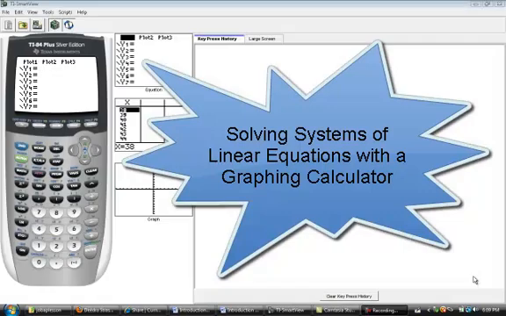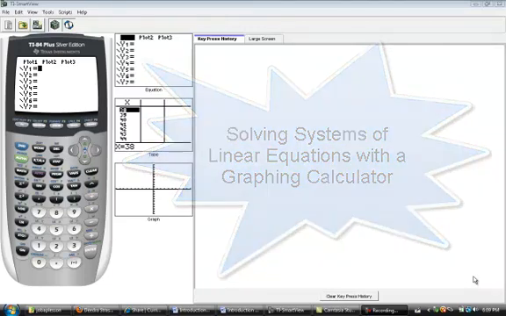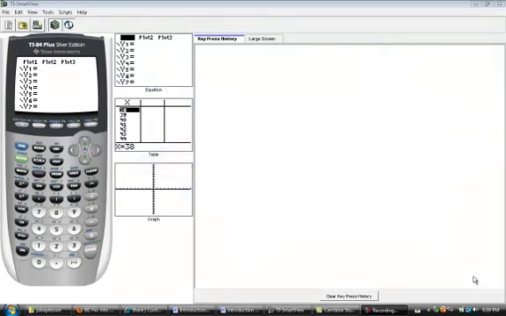In this video, we're going to solve a system of linear equations by graphing them on the graphing calculator. And we'll use the intersect function on the calculator to find the intersect point.